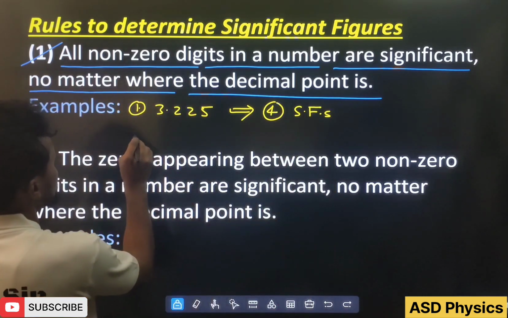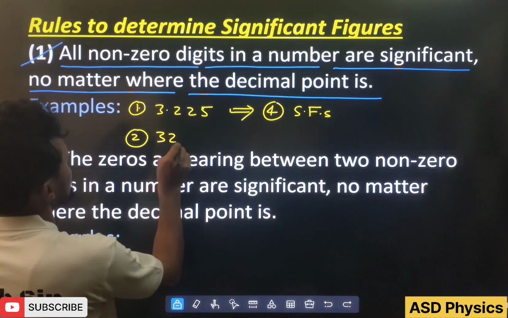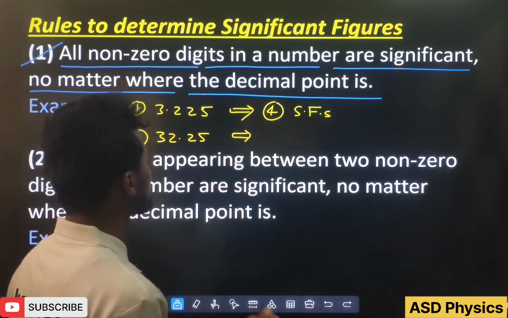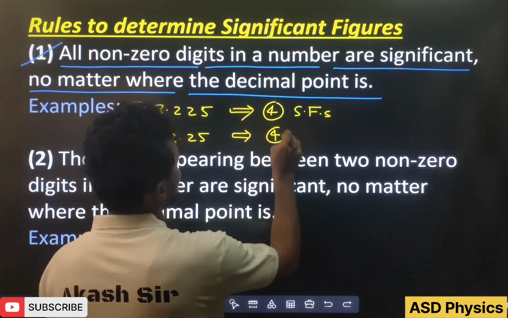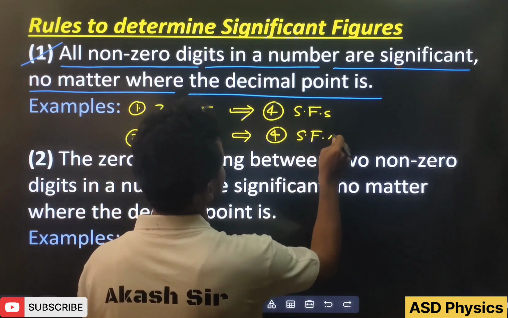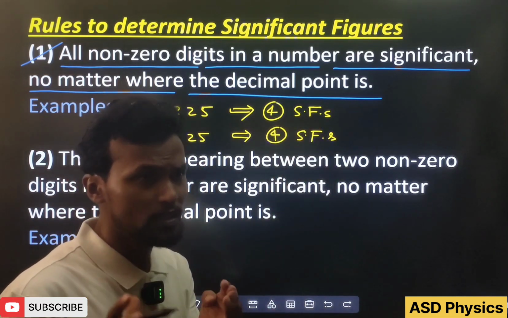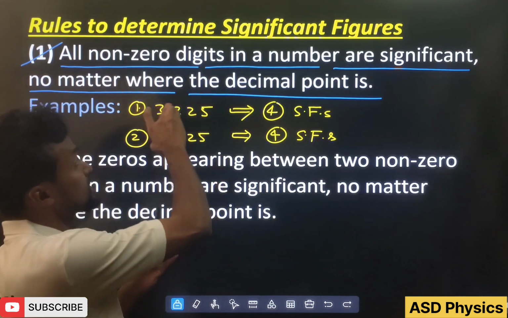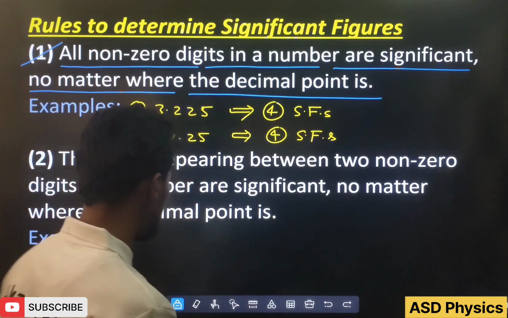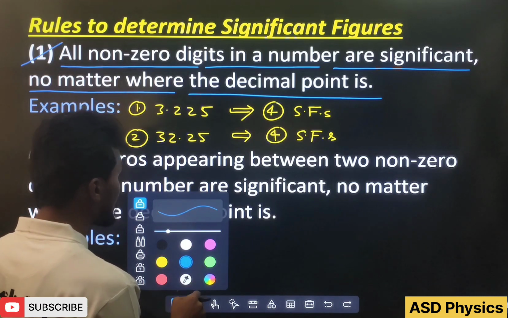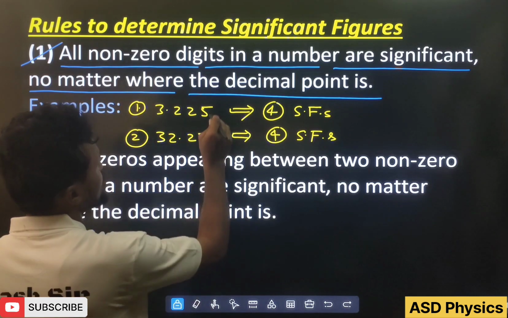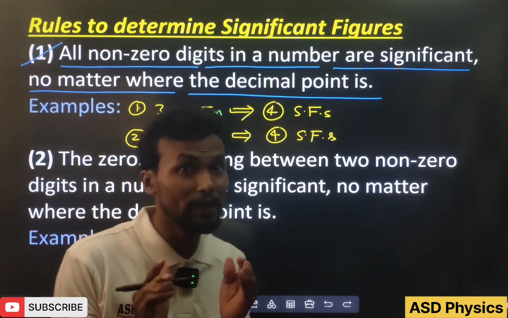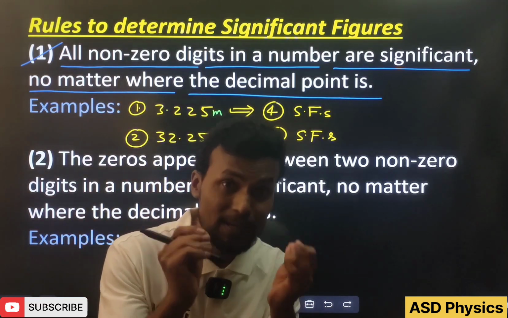After that, for example, if I write 32.25, I have just shifted the decimal. So here also how many significant figures? Same, only 4 significant figures. I hope you have understood very well, all non-zero digits in a number are significant, and this one is coming from a measurement. I am not writing anything, but students, some unit is there. Let's take meter. So all these readings are coming from the measurement. Remember that, coming from the measurement.